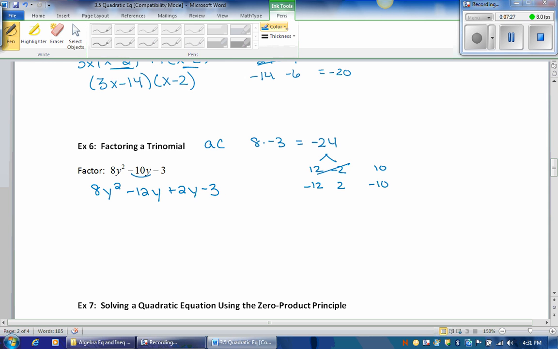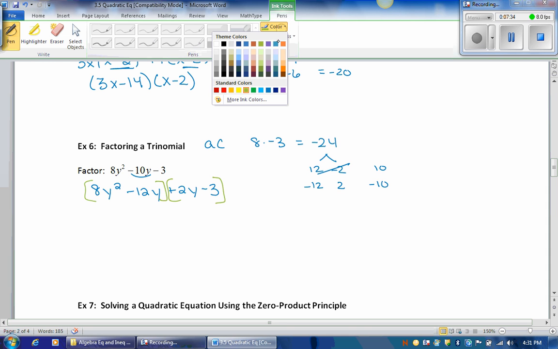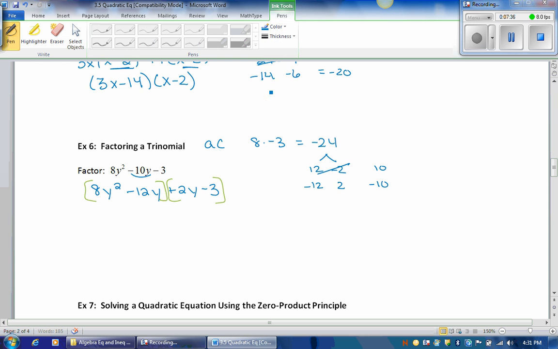Okay, so now that you have that center term split, you need to look at the first half and the second half, and start by taking out your GCF. So in the first two terms, our GCF is a 4 and a y. So what goes in the parentheses? 2y minus 3.